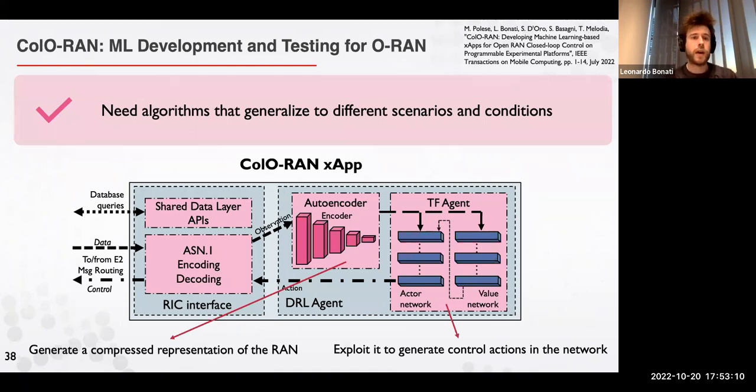Then we have the development of machine learning models and the testing of these models. And this is what we did in our project, which is ColoRAN, where I will talk about this later. But at a high level, we need some algorithms to generalize over different scenarios and conditions. So once we develop a model and an algorithm, we want this algorithm to generalize to different traffic conditions or different environments. And you want the model to self-adapt to these kinds of environments.